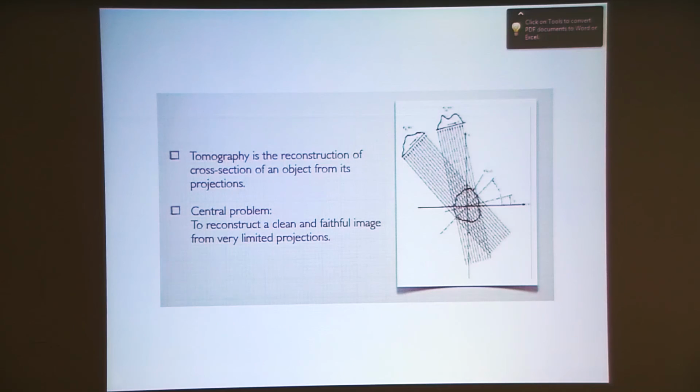Here's another example. CT, tomography. This is the reconstruction of a cross-section of objects from its projections. The objective is to get a faithful image from limited projections. This is not a medical image. This is a more serious application because we're talking about X-rays here, CTs, which will kill you, radiation. The idea is not just discomfort from MRs, but also to minimize the exposure to radiation.